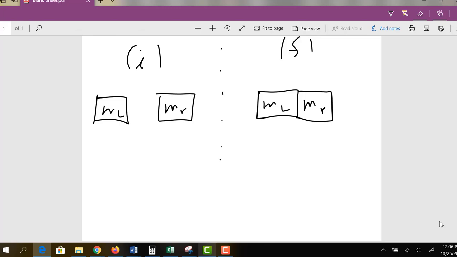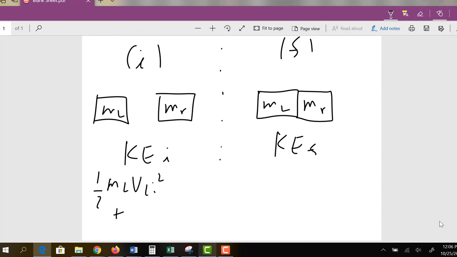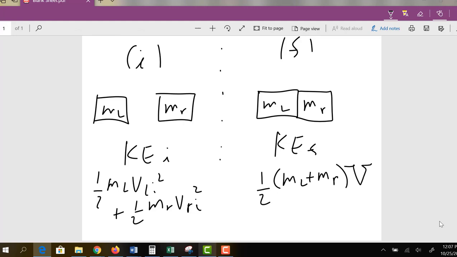So the initial kinetic energy would be over here on this side. That's before the collision, and here's the final kinetic energy. Now the initial kinetic energy is going to be 1/2 mass left, velocity left initial squared, plus 1/2 mass right, velocity right initial squared. That's the total before the collision. Afterwards, we have 1/2 the total mass, so mass left plus mass right, and then their common final speed squared.